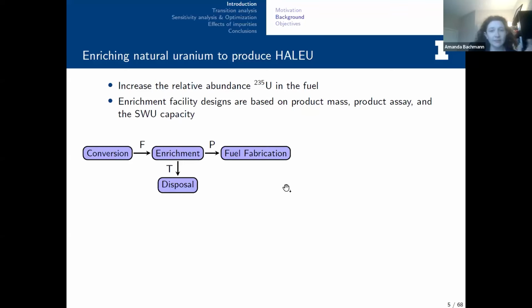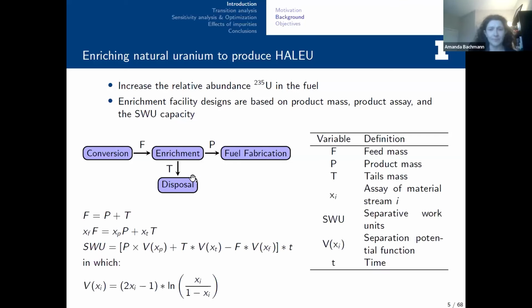We can relate various material flows through our enrichment facility. We have what goes from our conversion into our enrichment, which we call feed. That's typically at our natural uranium level, so that's 0.7%. What comes out of it and goes into fuel fabrication at that product assay that we need is that product material. And then there's always the tails, which is depleted uranium, so less than that 0.7% U235, just goes for disposal.